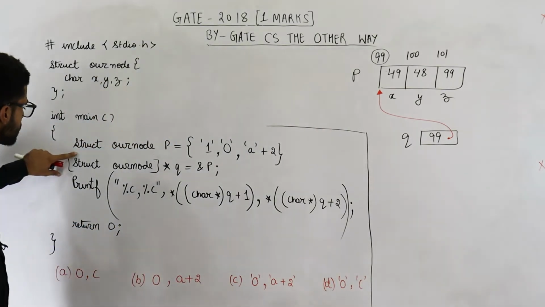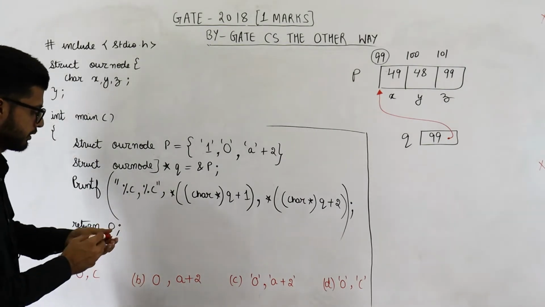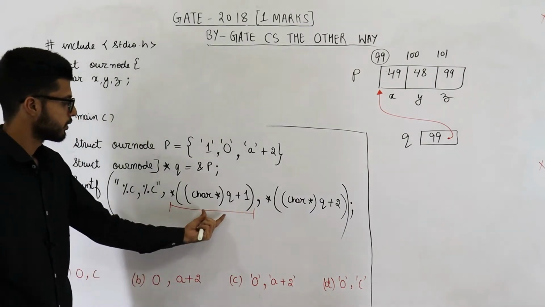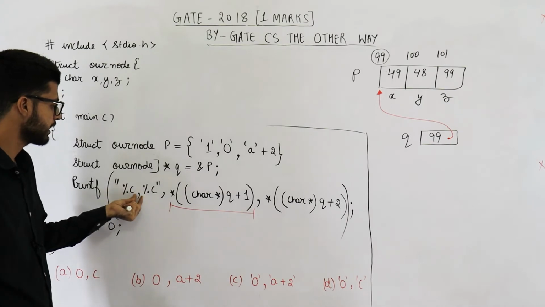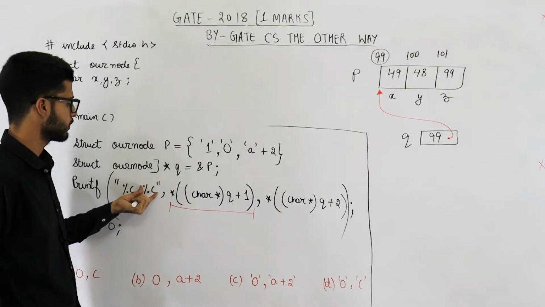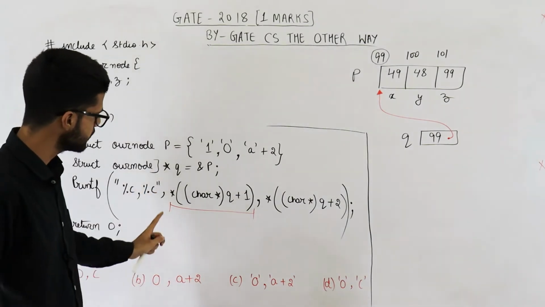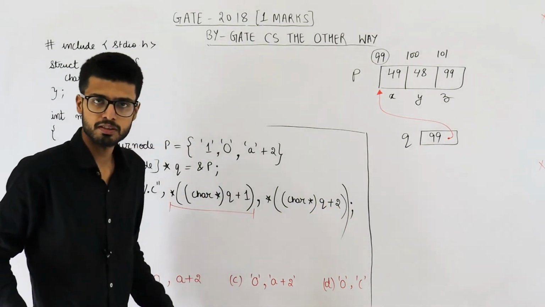Then in the next line you are trying to print something. So the first thing that is printed is this. This will be printed in place of this %c. Then a comma will be printed. Then this thing will be placed in place of this %c. That means this thing has to be some character and this thing also has to be some character.